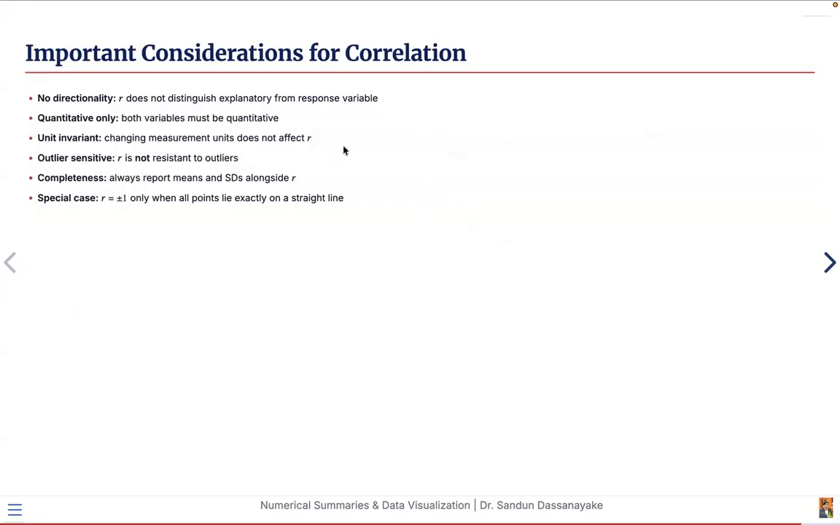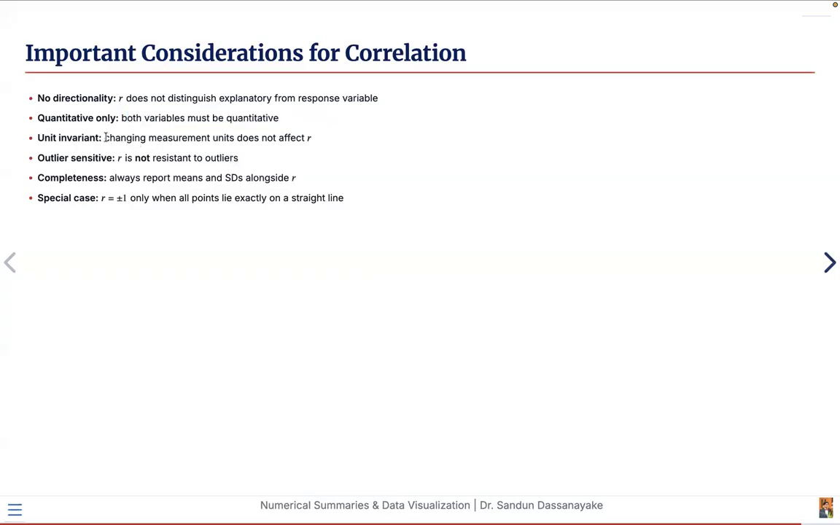Important consideration for correlation: no directionality. R does not distinguish explanatory from response variable. It doesn't understand which one is explanatory and which one is response. Remember that whenever you come up with R, R doesn't know what is the explanatory variable and what is the response variable. Quantitative only: both variables must be quantitative.